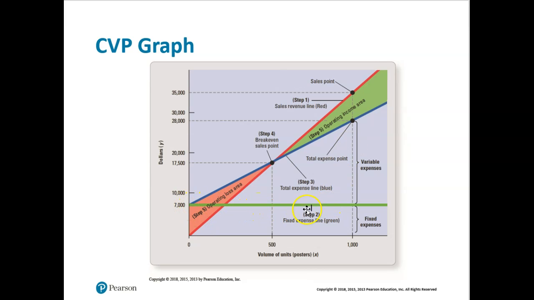These are my fixed costs. So fixed costs stay flat, and there's my fixed costs that go across right here, and then my variable cost starts right on top of the fixed and goes up. Okay, so much per unit, it's a straight line. So at the point where my variable plus my fixed costs intersect, that's my break-even point.